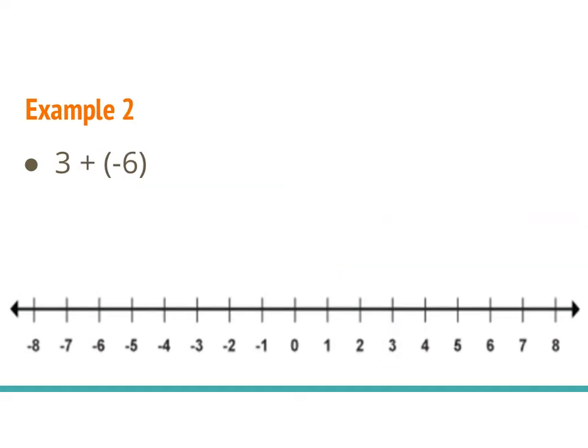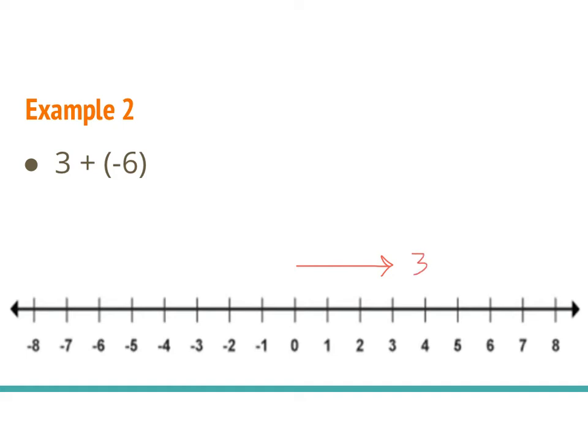Now example 2 says 3 plus negative 6. So go ahead and follow along with me on that number line paper that I gave you in class on the second one, because this is example 2. So 3 plus negative 6. My first number is going to start here at 0, right? And it's positive 3, so I'm going to go to the right. 1, 2, 3.